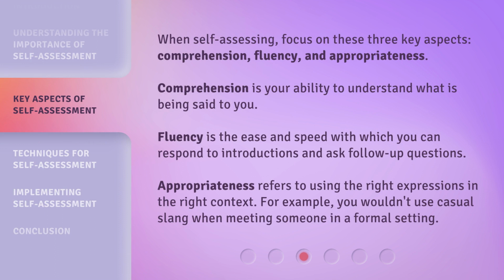When self-assessing, focus on these three key aspects: comprehension, fluency, and appropriateness. Comprehension is your ability to understand what is being said to you. Fluency is the ease and speed with which you can respond to introductions and ask follow-up questions. Appropriateness refers to using the right expressions in the right context. For example, you wouldn't use casual slang when meeting someone in a formal setting.